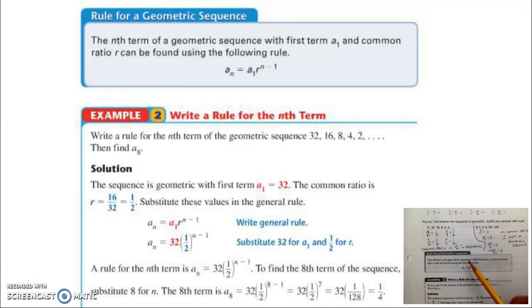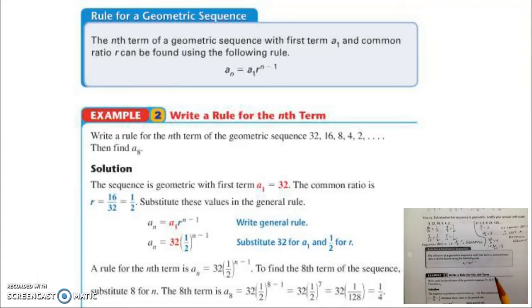So we're told that this is a geometric sequence, which means that right off the bat we can divide the second term by the first and get our common ratio. So 16 over 32 is 1/2, and so now we write our general rule. So a sub n equals a sub 1 times r to the n minus 1. We substitute in 32 in place of a sub 1 and 1/2 in place of the ratio. So now we have our general rule. a sub n equals 32 times 1/2 to the n minus 1.